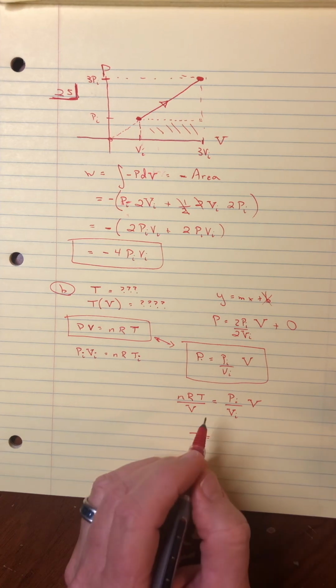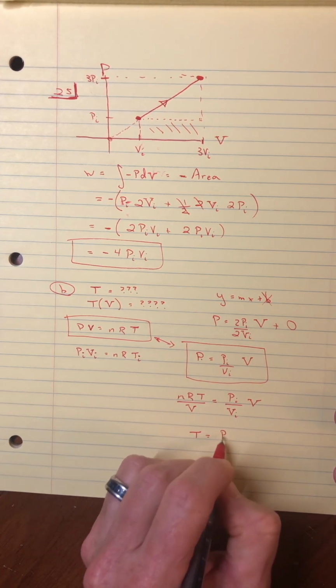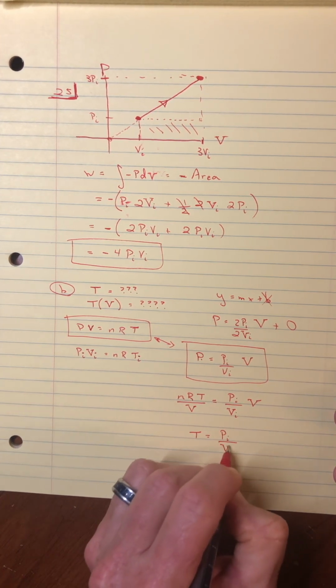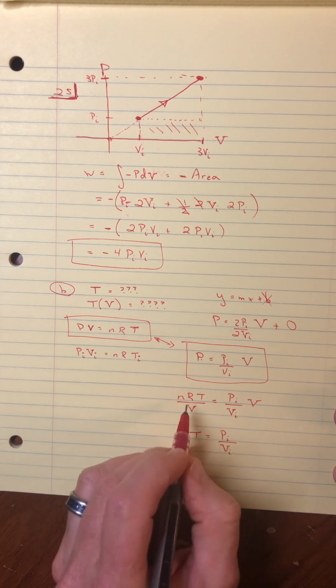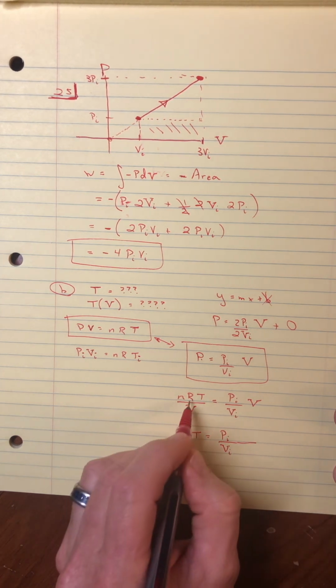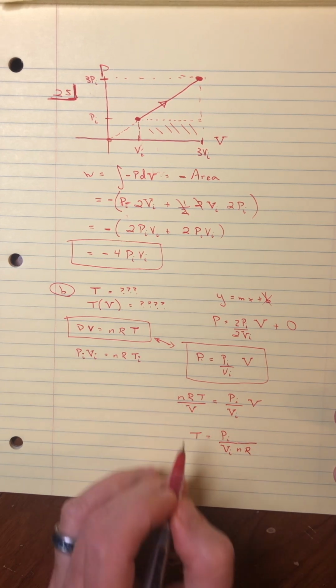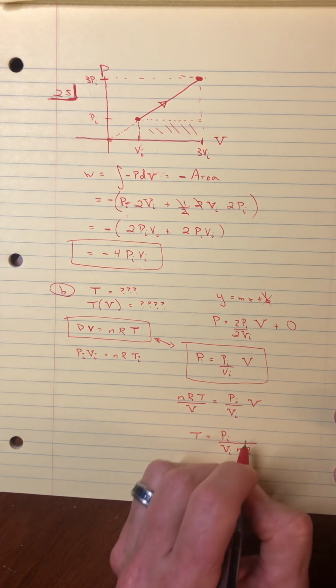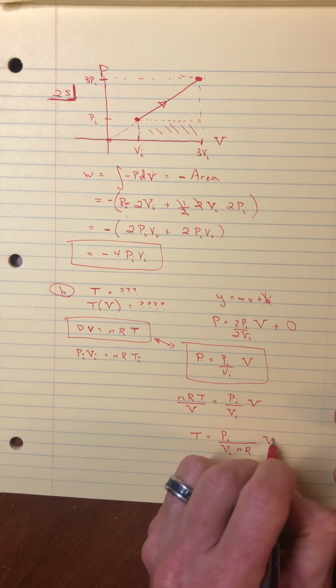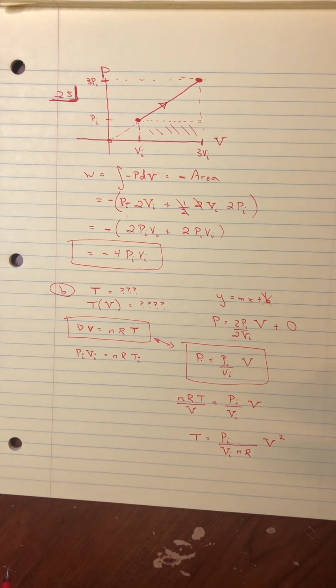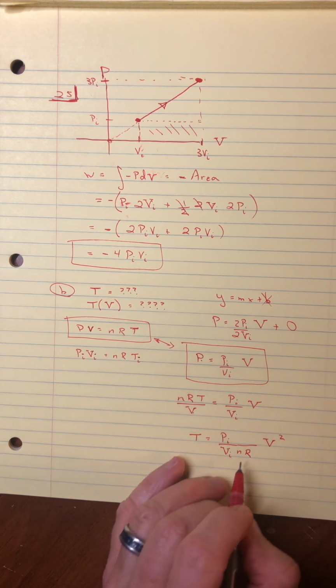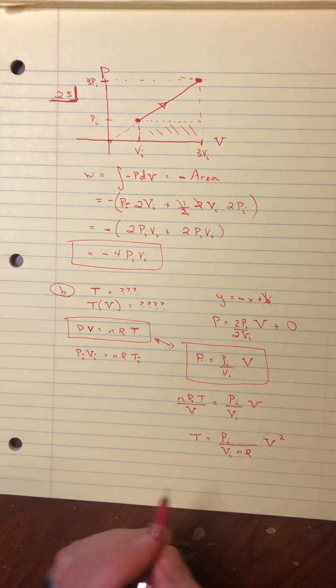So let me put my constants all together, starting with the one that comes from the slope, and then I will divide by the nR. Then I'll bring the V over here and group it together, and volume squared. And I think we are safe because it said 1 mole.